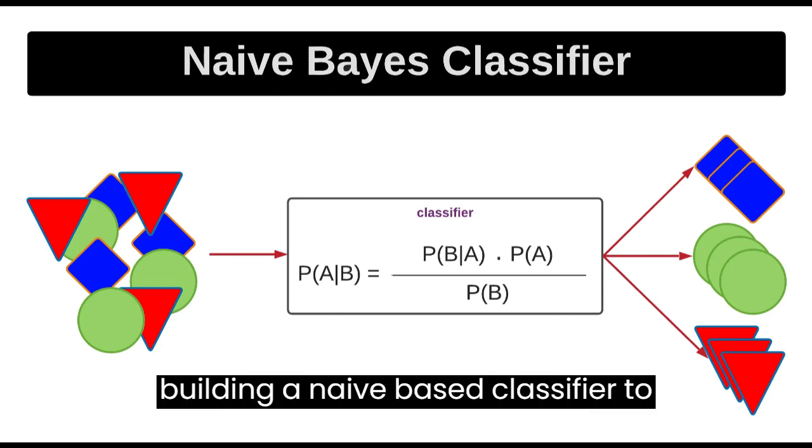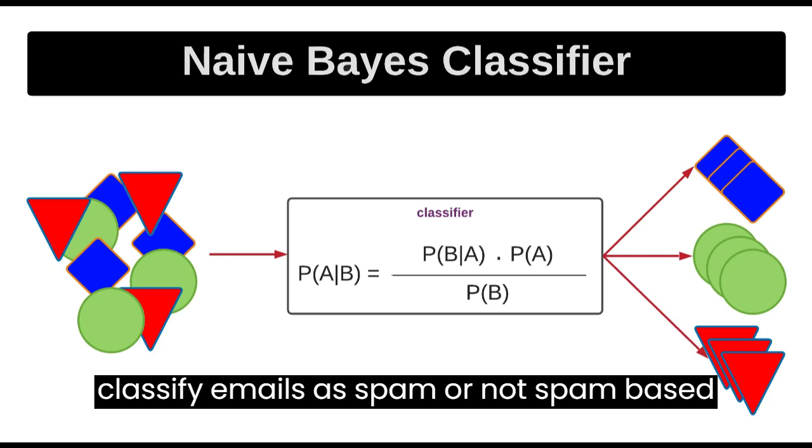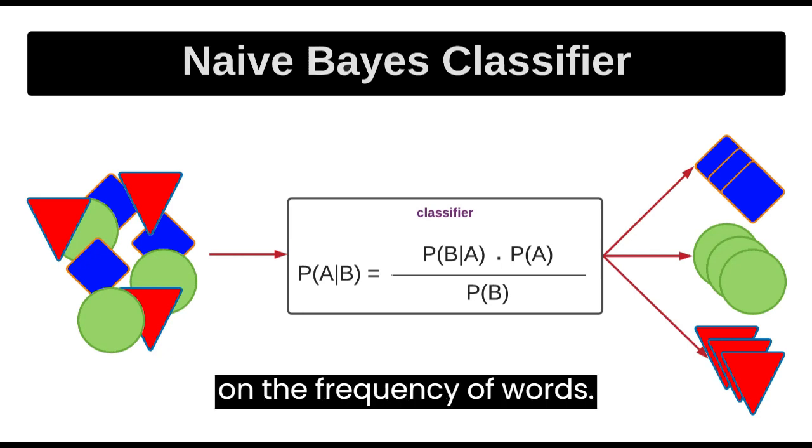Naive Bayes classifier, a probabilistic classification algorithm based on Bayes' theorem, often used in text classification tasks. Example: building a naive Bayes classifier to classify emails as spam or not spam based on the frequency of words.